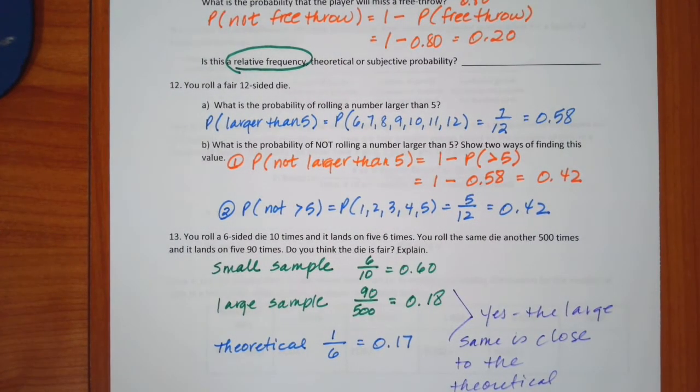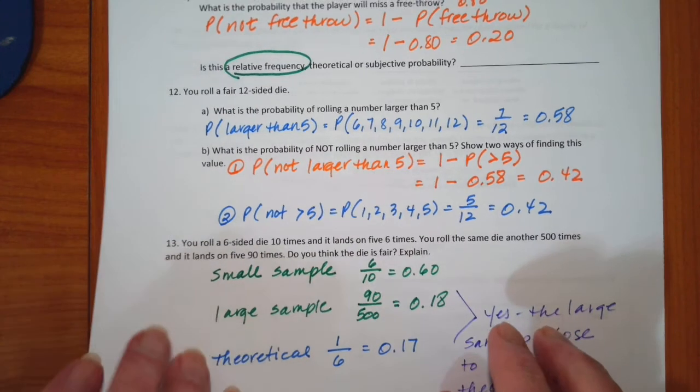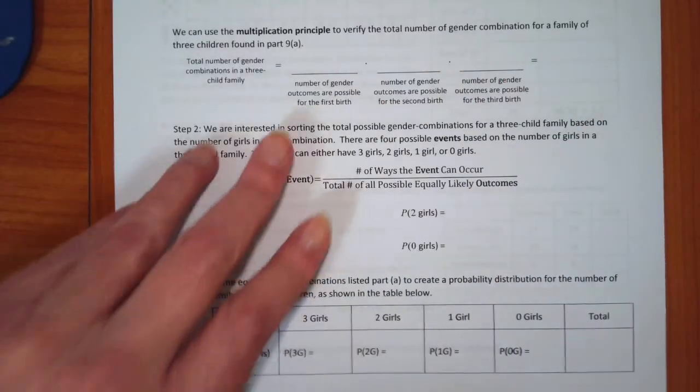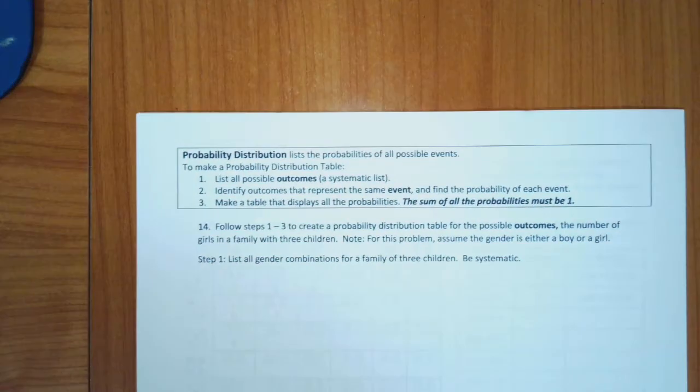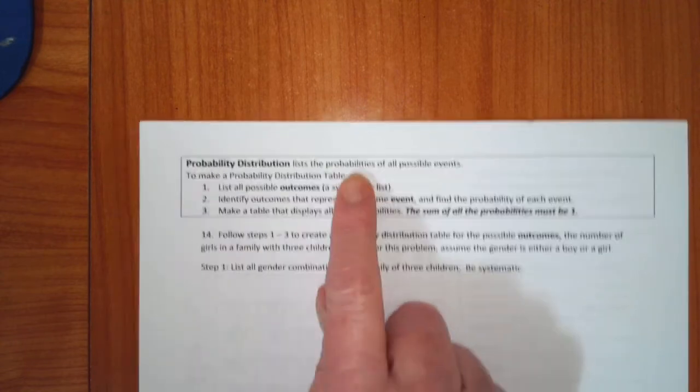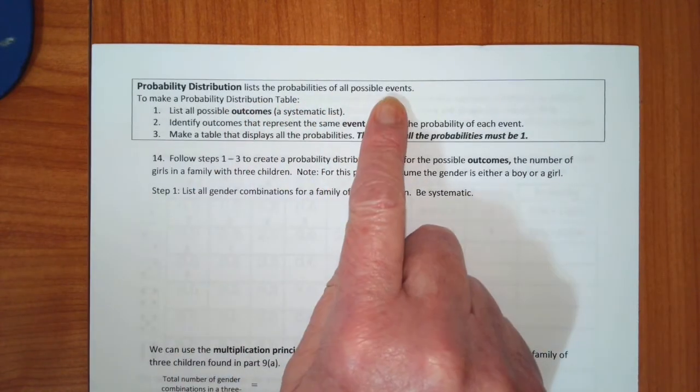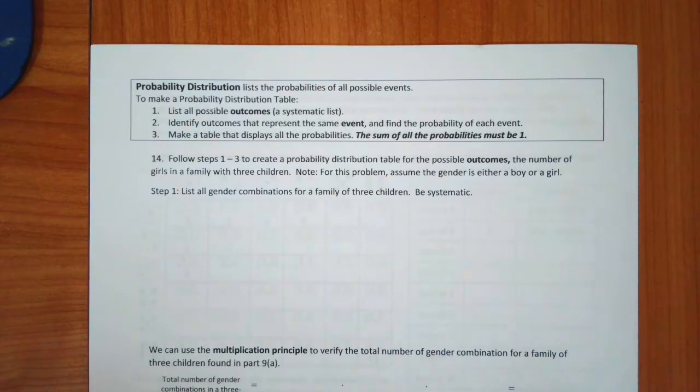Okay. Now our last topic for part 1 of 7a deals with probability distributions. Okay. Probability distributions list all the probabilities of all possible events. Okay. So no matter what could happen, you can look at this probability distribution and find out what the probability of a particular event is.